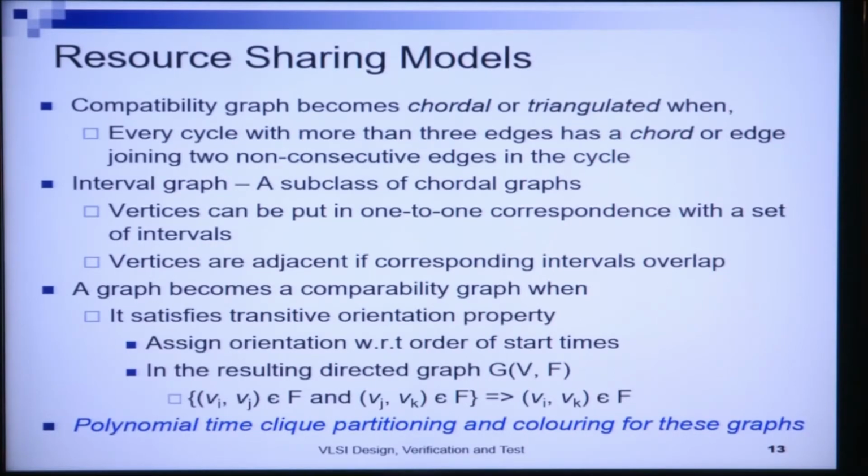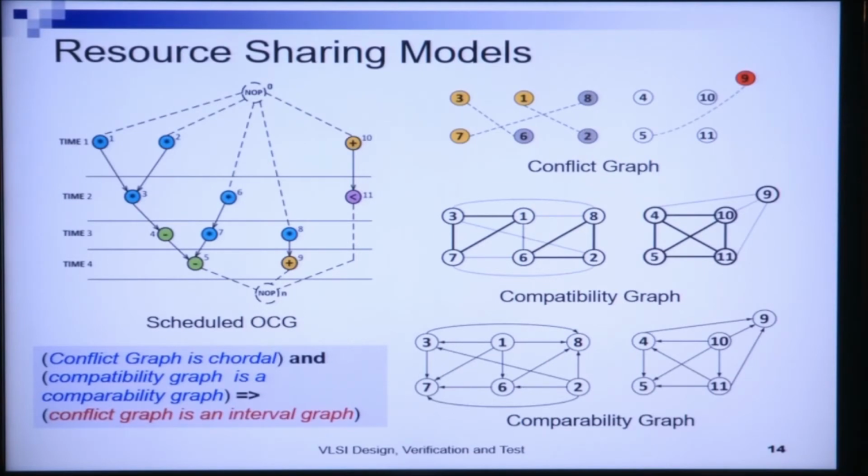After an understanding of chordal graphs, we will now understand what an interval graph is. Simply speaking, an interval graph is a graph where the vertices have a one-to-one correspondence with a set of intervals. For example, let us consider the scheduled operation constraints graph here. In this scheduled operation constraints graph, each vertex can be represented by a continuous single interval defining its start of execution and end of execution.